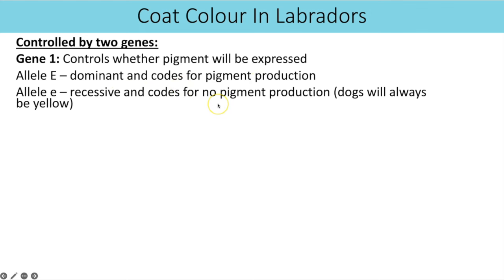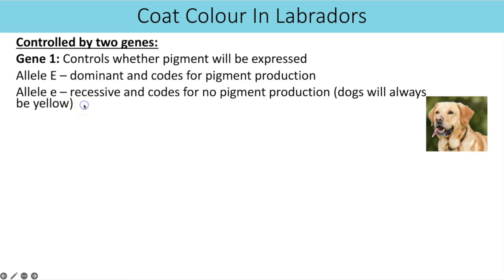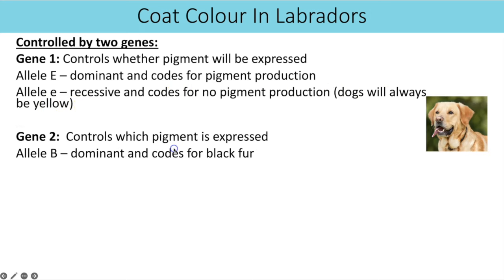The recessive allele codes for no production of pigment, and in which case for a Labrador, if they have 2 copies of this recessive allele, it will mask the expression of the second allele, and they will always be yellow in colour, or golden, whatever you want to call it.